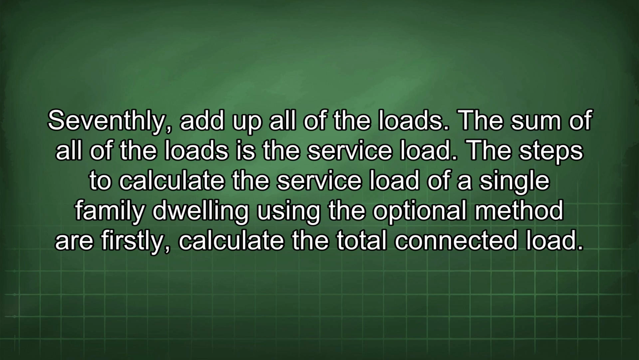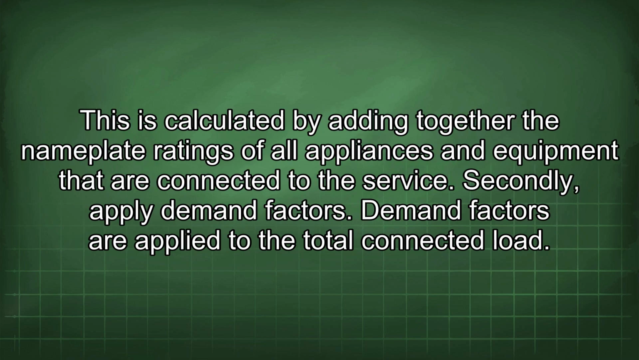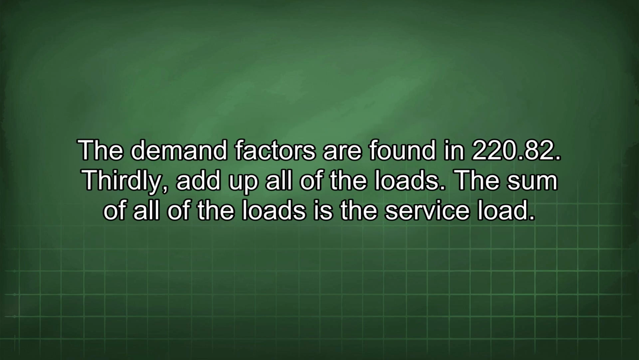The steps to calculate the service load of a single-family dwelling using the optional method are: firstly, calculate the total connected load. This is calculated by adding together the nameplate ratings of all appliances and equipment that are connected to the service. Secondly, apply demand factors. Demand factors are applied to the total connected load. The demand factors are found in 220.82. Thirdly, add up all of the loads. The sum of all of the loads is the service load.